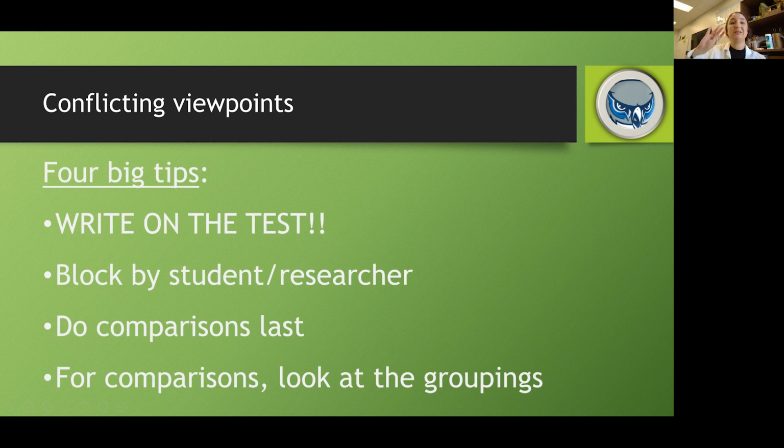Do those questions last? Because more than likely, if you've already answered the questions about student 1 and student 2, when it comes to comparison questions about them, you've already read that. You don't have to go back. And lastly, for comparisons, look at the groupings in the answer. Sometimes they won't even ask you about student 2 at all, so don't go back and read that one if you're trying to find the answer.